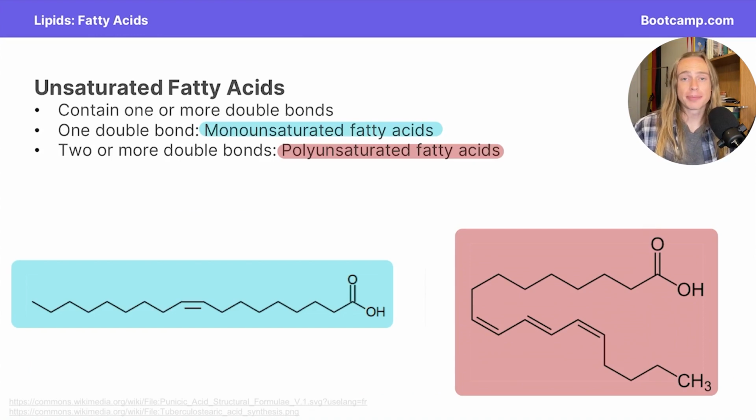There are multiple different types of unsaturated fatty acids we can have. If a fatty acid has one double bond, we call this a monounsaturated fatty acid, as we see on the left. If an unsaturated fatty acid has two or more double bonds, we call this a polyunsaturated fatty acid.